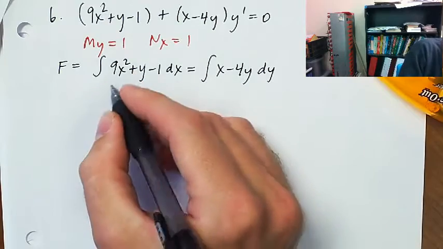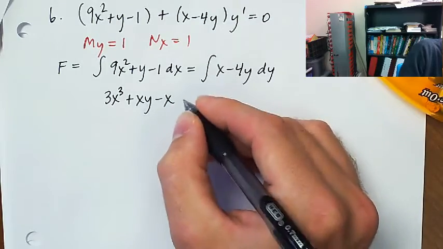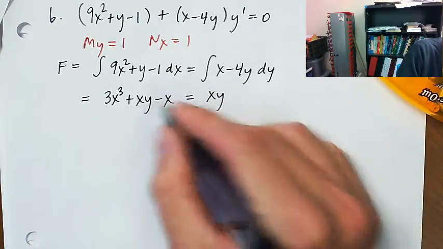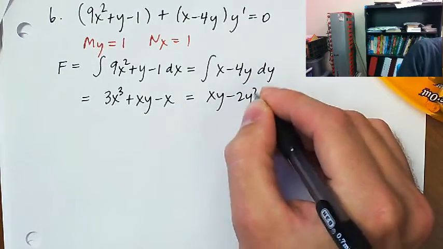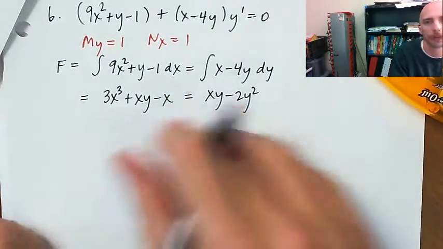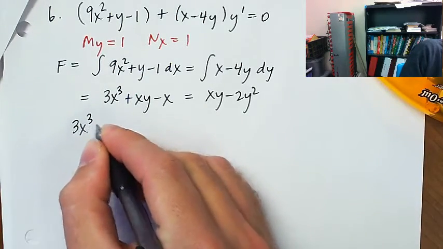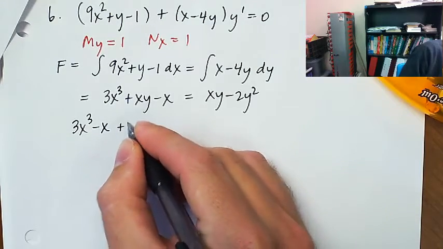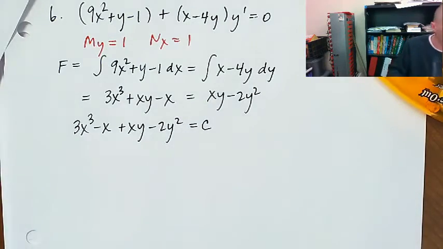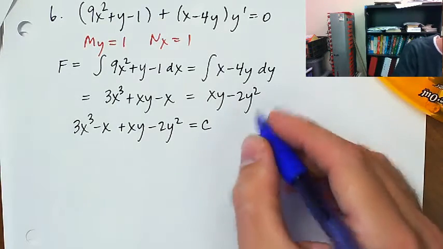All right, 9x squared dx, that's going to be 3x to the 3, xy, and a negative x. It's also going to be, with respect to y, that xy, okay, that's good, minus 2y squared, okay, that would be the thing dependent on y. I've got some things that depend on x. You can check the partials. This is going to be all of it. Okay, so my general solution is 3x to the 3 minus x plus xy minus 2y squared equals some constant. But now I need to be ready to plug in my initial condition, right, because it said y of 0 equals 1.